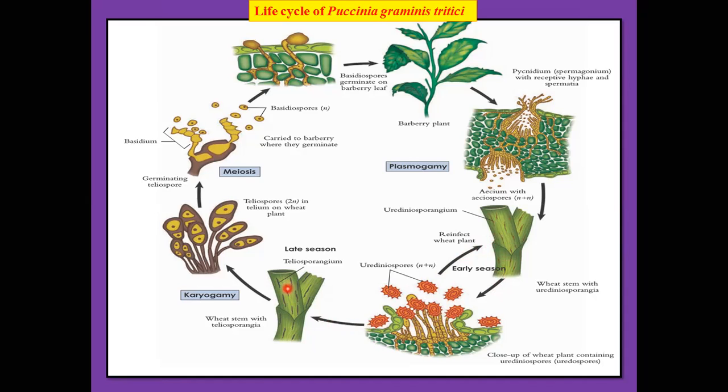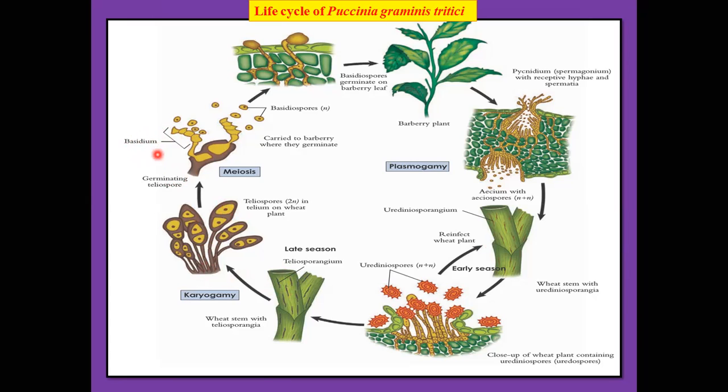So these teliopustules having the teliospores are produced, and these teliospores are always two-celled. This is the one cell and the second cell. Okay, this two-celled teliospore emerges out from the teliopustules. These teliospores germinate under favorable conditions and produce the single basidium.